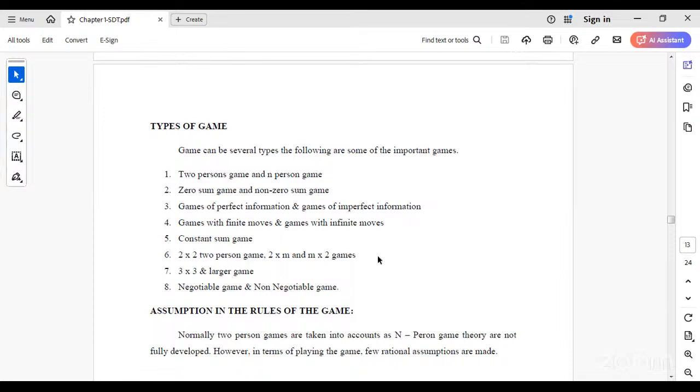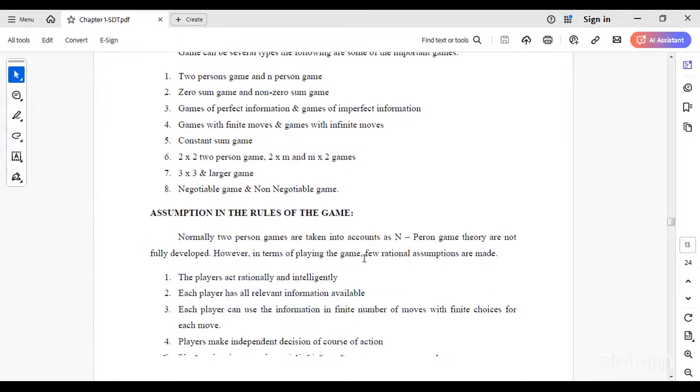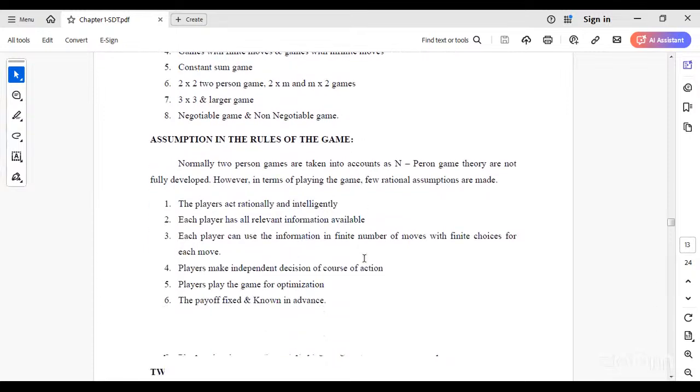Assumptions in the rules of the game here. Two-person games are taken into account as n-person game theory is not fully developed. However, in terms of playing the game, a few rational assumptions are made. The players act rationally and intelligently.